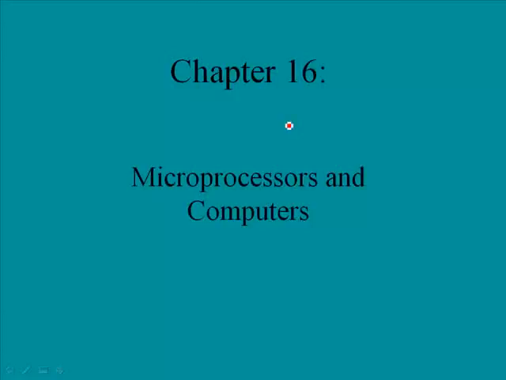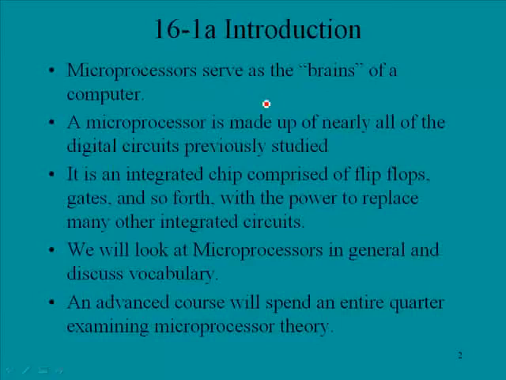All right, we're in Chapter 16, and the subject of 16 is Microprocessors and Computers. Microprocessors serve as the brains of a computer. A microprocessor is made up of nearly all of the digital circuits previously studied, and I would say plus more. It is an integrated chip comprised of flip-flops, gates, and so forth, with the power to replace many other integrated circuits. We will look at microprocessors in general.